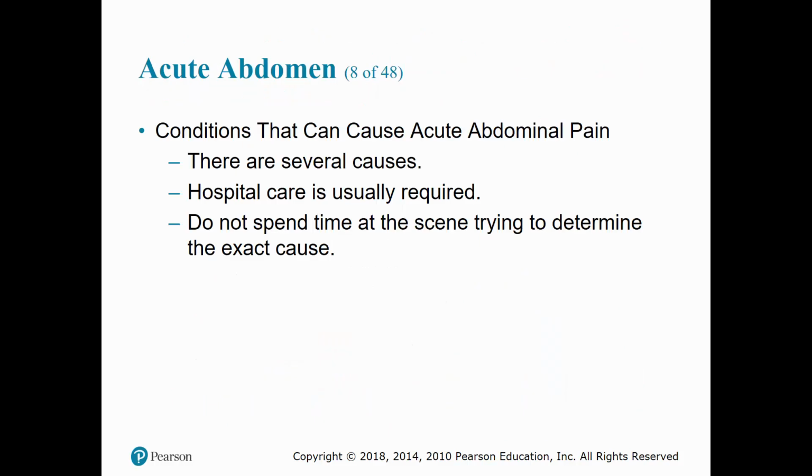So, speaking of the acute abdominal pain patient, there are several causes that can cause this type of presentation in a patient. Hospital care is usually required, especially in cases where pain has been persistent for 6 hours or greater. That's usually considered a surgical case, and exploratory surgery needs to be done to figure out what's going on. Do not spend time at the scene trying to figure out what the exact cause of the pain is. There are several instances that this patient would be in requirement for exploratory surgery to figure out what's going on, and definitive care would be the answer for the appropriate treatment for that patient.